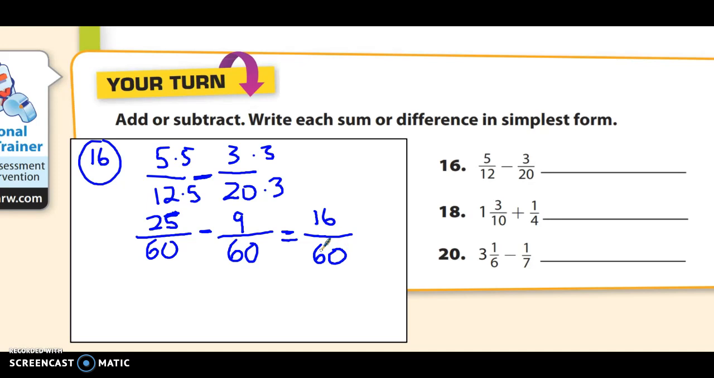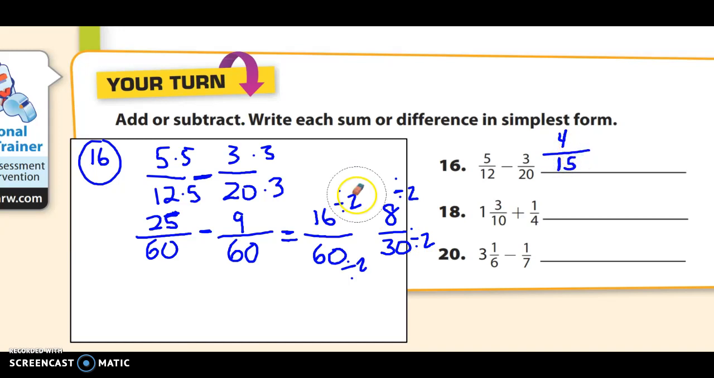I'm very excited to get my answer, but before I write 16 over 60 on the line, I ask myself, do 16 and 60 share a factor? They do. They share a couple factors. You could divide by 2. Some kids would divide by 2. And you'd get 8/30. And then you would need to ask yourself, do they still share a factor? They do. They share a factor of 2. And 8 divided by 2 is 4. And 30 divided by 2 is 15. And that is the answer because 4 and 15 don't share a factor.